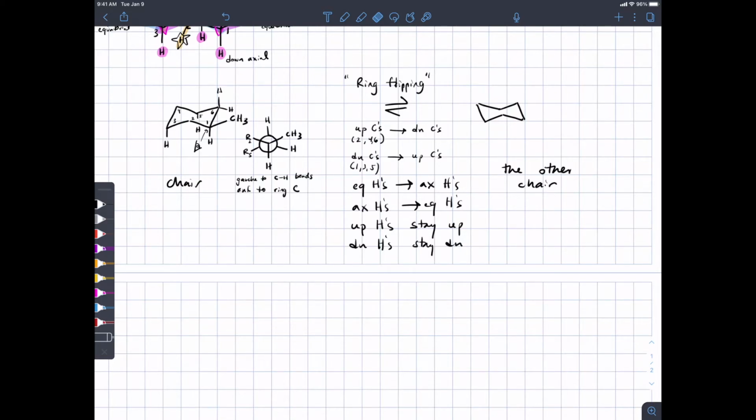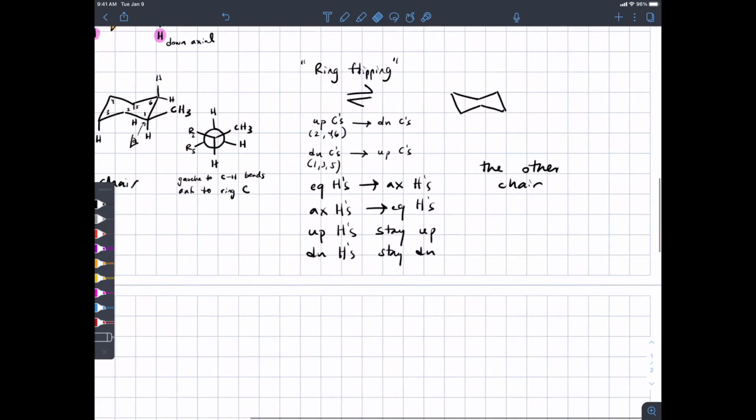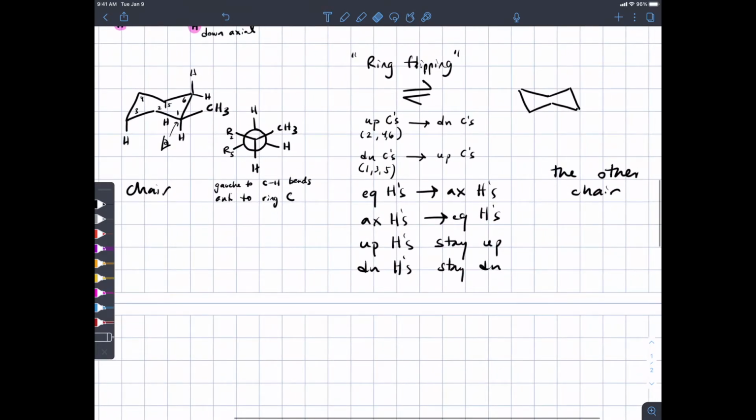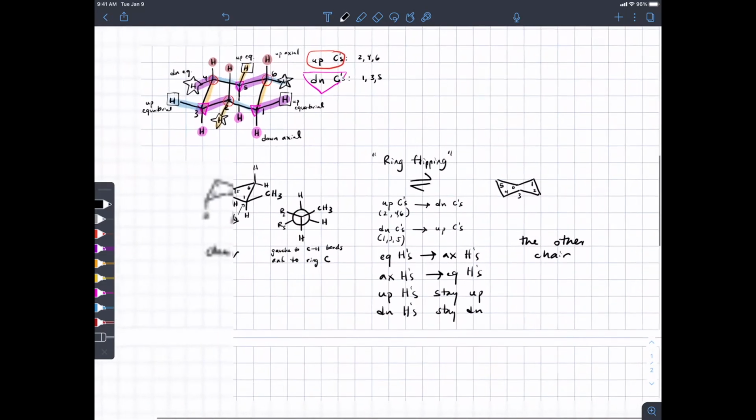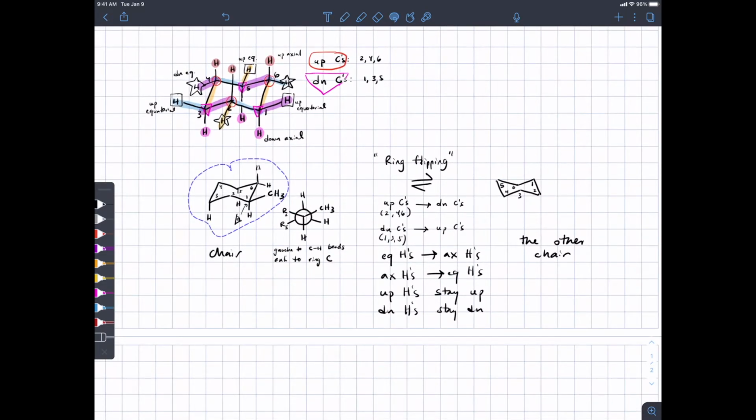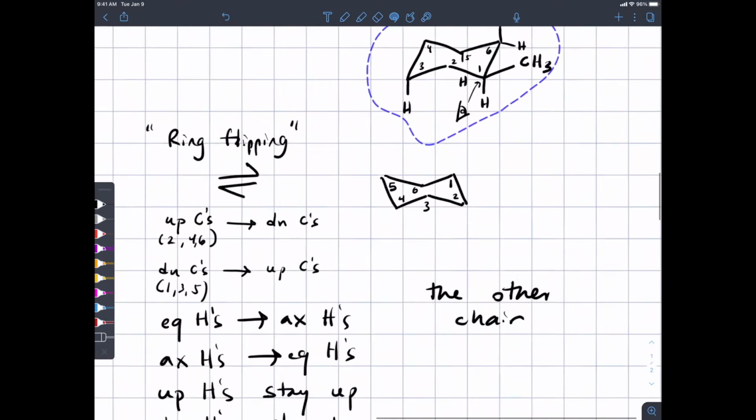Remember, the ring flipping process literally takes carbons 2, 4, and 6, which used to be up, and makes them down carbons. So one way you can work your way through a ring flipping situation is to start by numbering your carbons where 1, 3, and 5 will now be at the up positions, and 2, 4, and 6 will be at the down positions. See what I did there? And do you see how it's different from what we did earlier?